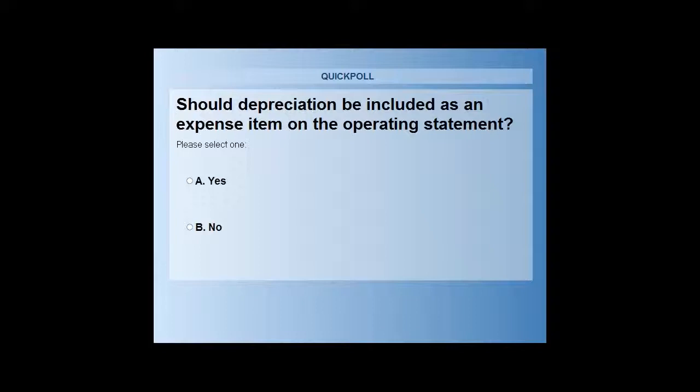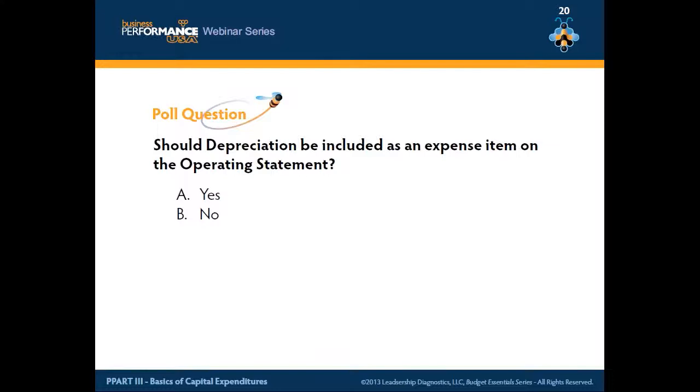Absolutely, yes. Depreciation should be included as an expense on the operating statement. And capital expenditures do not go on the operating statement. However, you will see the investment on the balance sheet. You will see the asset on the balance sheet, but not on the operating statement.